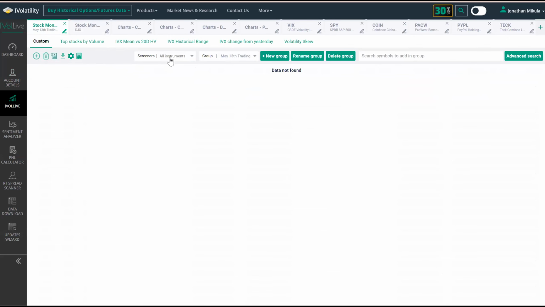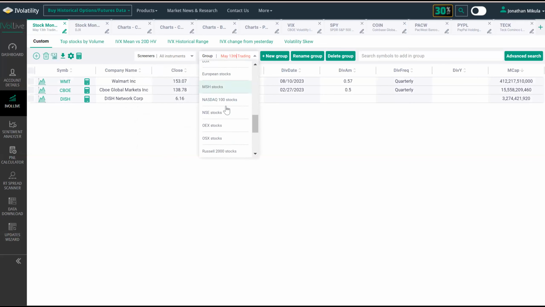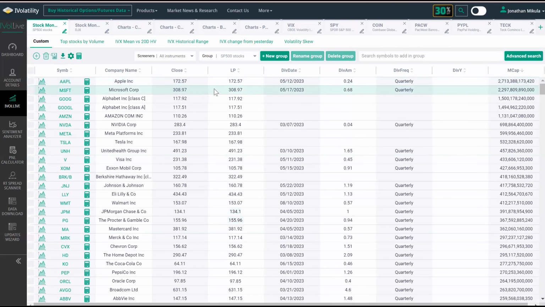Continuing left to right, you're always going to decide with your screener whether you want to run it against all instruments. Are you specifically looking for implied volatilities that are moving higher? Moving lower? Are you looking for high call volume, high put volume, highest call to put, highest put to call? These are the different things you'll decide as a trader. Whatever is most appealing to you is what you'll run against. You can run that against the custom group we've been building since the start of the webinar, or, what I like to do, run it against an index and then add to my custom group. So I'm going to look for interesting things.